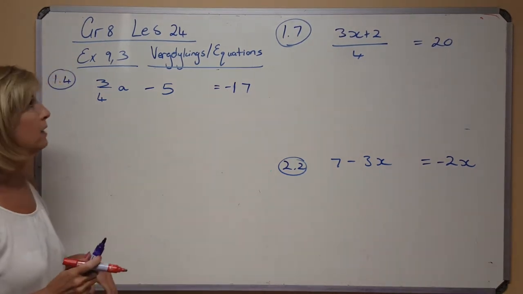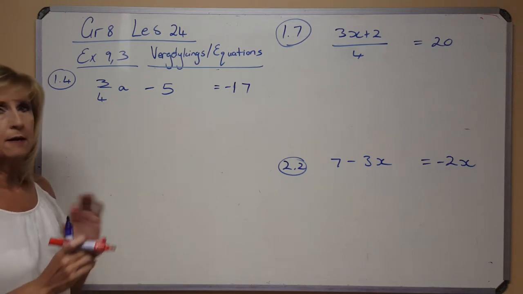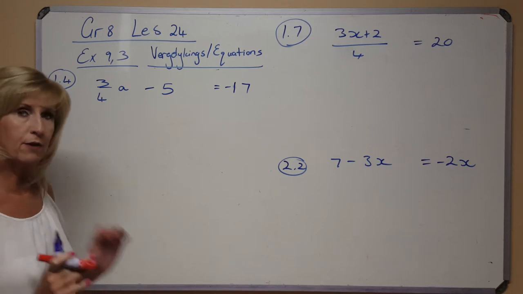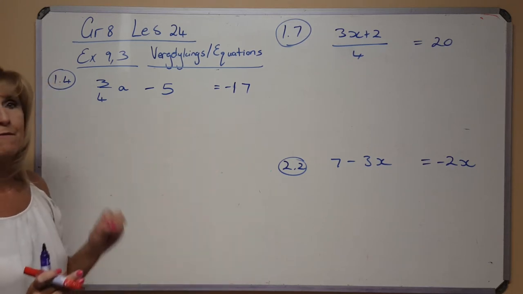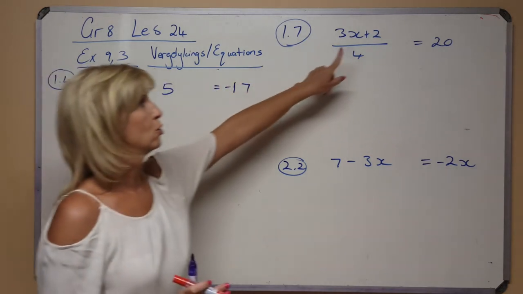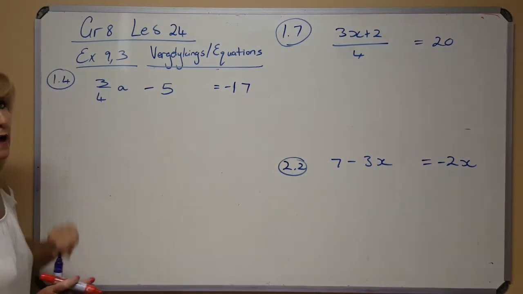Lesson 24, grade 8, les 24, ons is bezig met vergelykings. Baie belangrike gedeelte van wiskunde. A very, very important part of mathematics. Solving equations, finding the unknown, vind die onbekende, los op vir A, los op vir X, solve for X, solve for A.